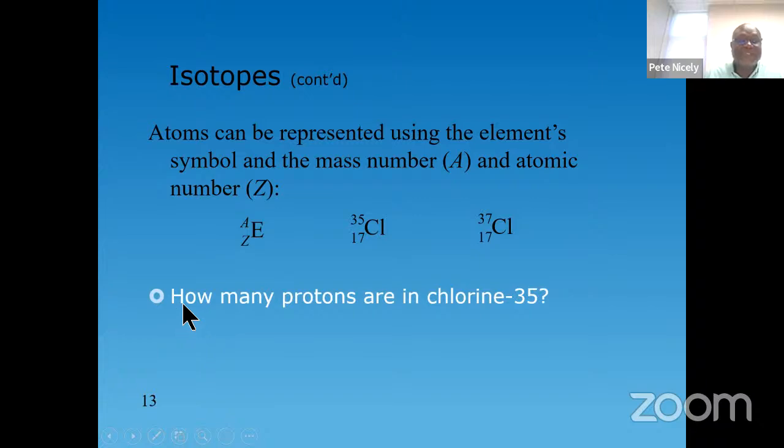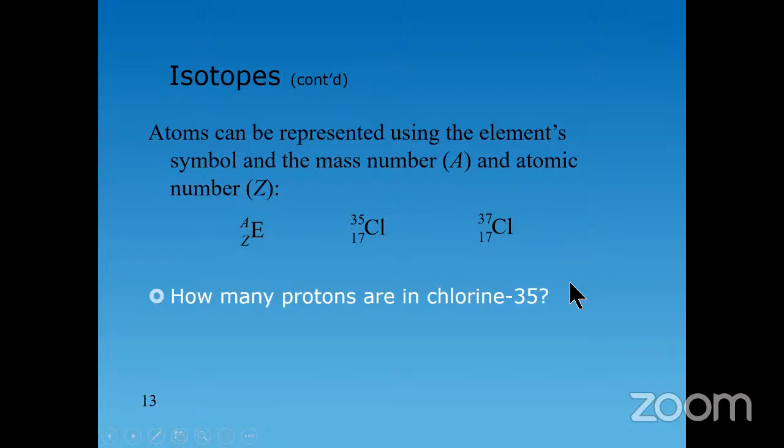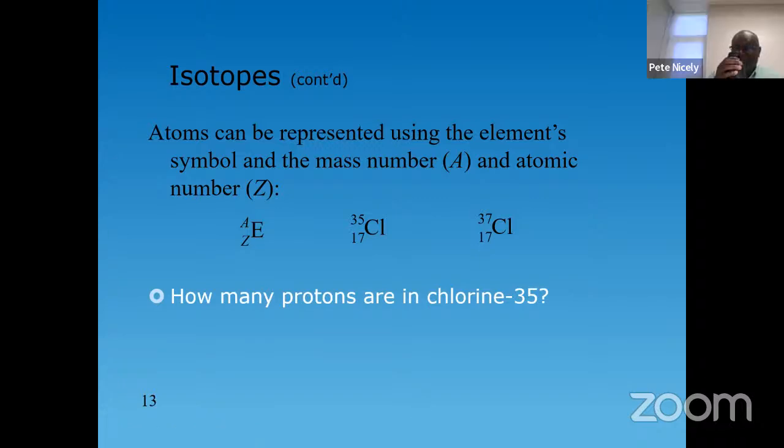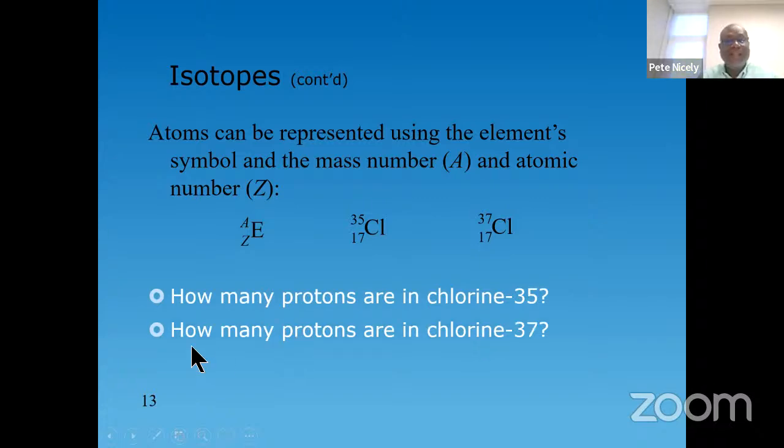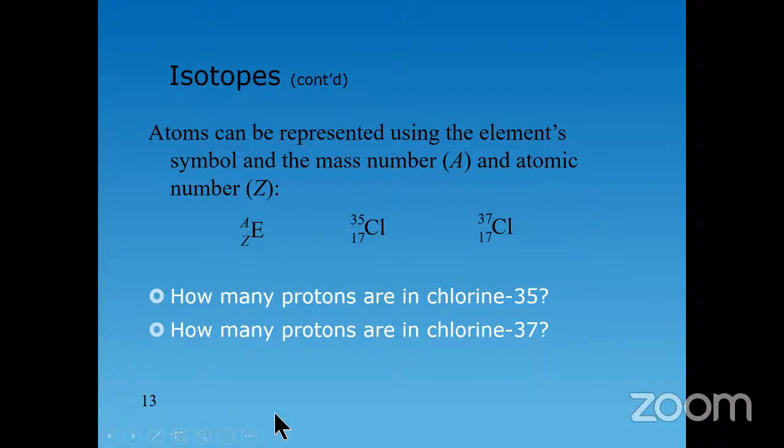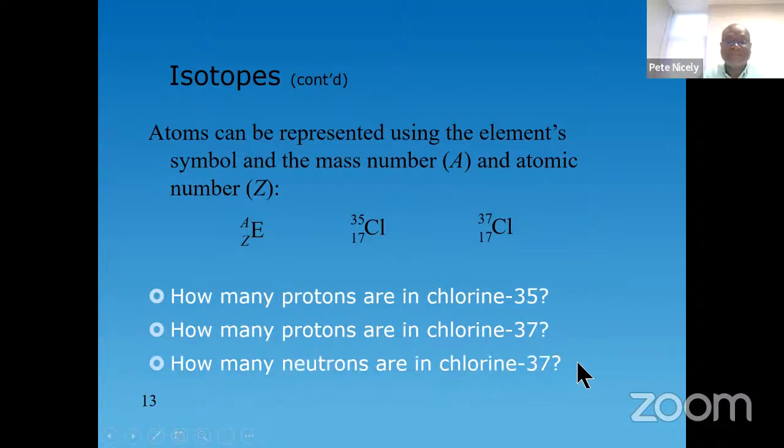So here's the first question. I want you to answer it. How many protons are in chlorine 35? Chlorine 35 has 35 minus 17. No, number of protons, not neutrons. Oh, protons. 17. Exactly. How many protons are in chlorine 37? 17. Exactly. How many neutrons are in chlorine 37?